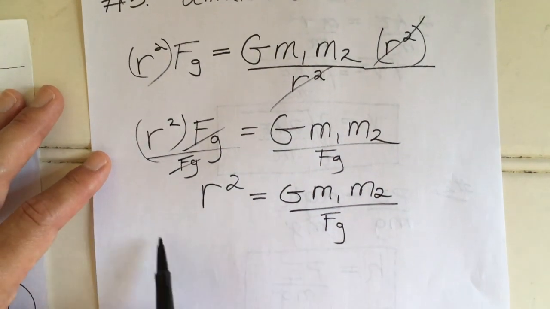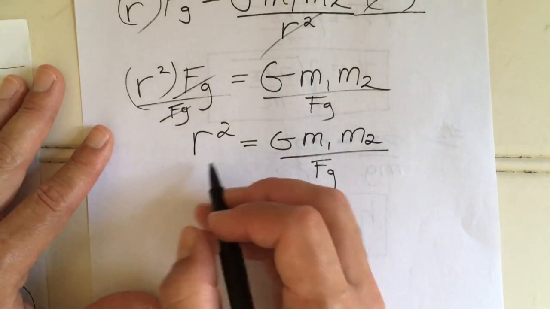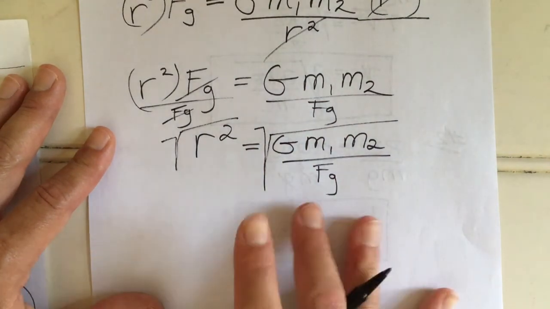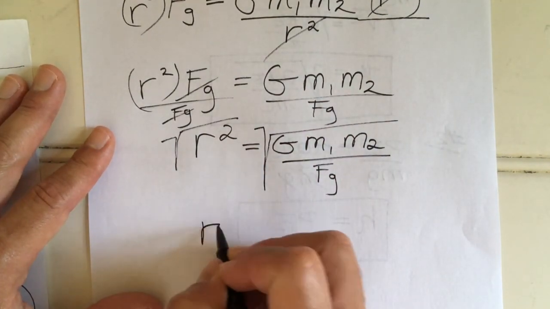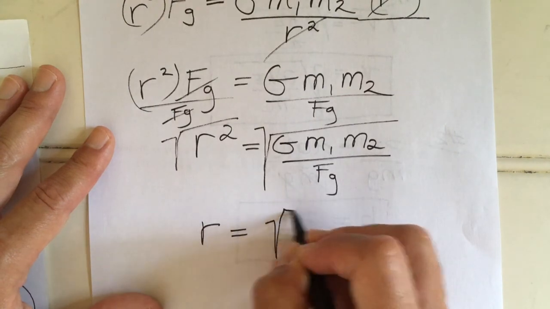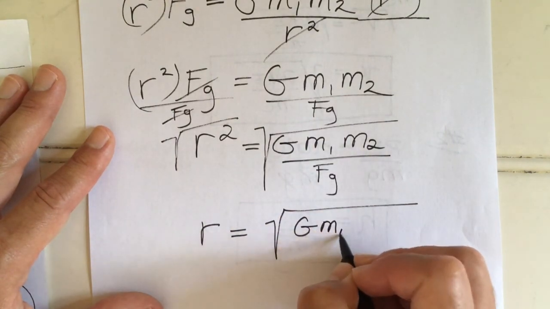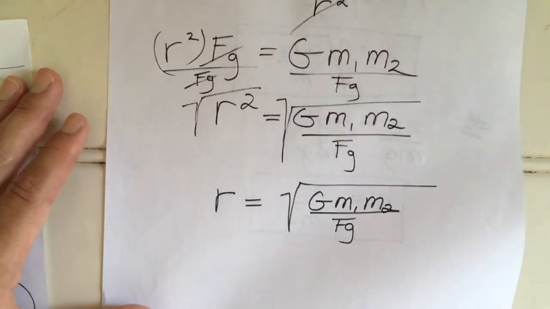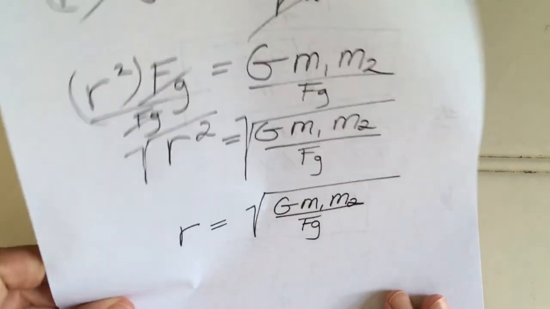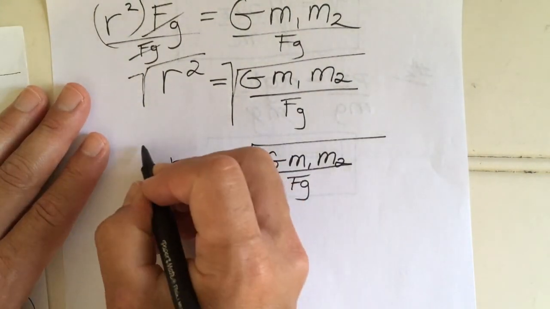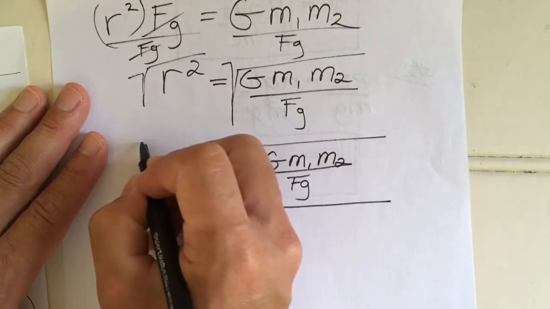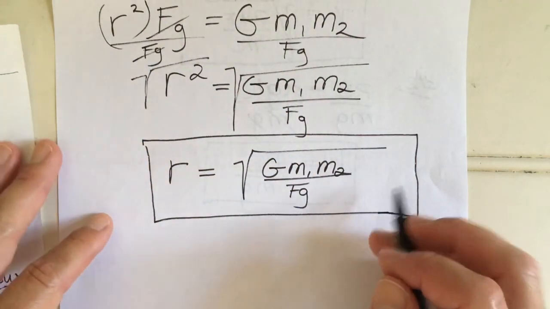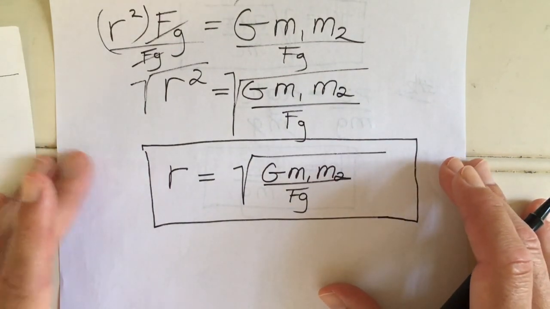Then what's the last step? Well, just like with the KE formula, we'll square root both sides. So we'll square root here and square root here, and then we'll go ahead and write it out. R is equal to the square root of G m1 m2 divided by Fg. All right, there we go, and that's it. So now we have a formula we can use to solve for the distance from the center of the Earth to the center of the Sun, right?